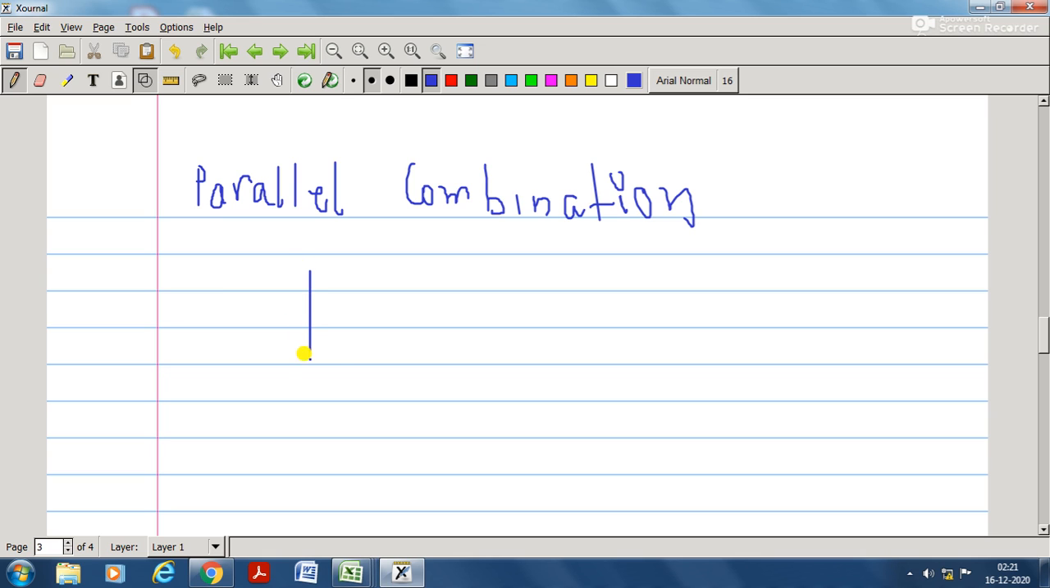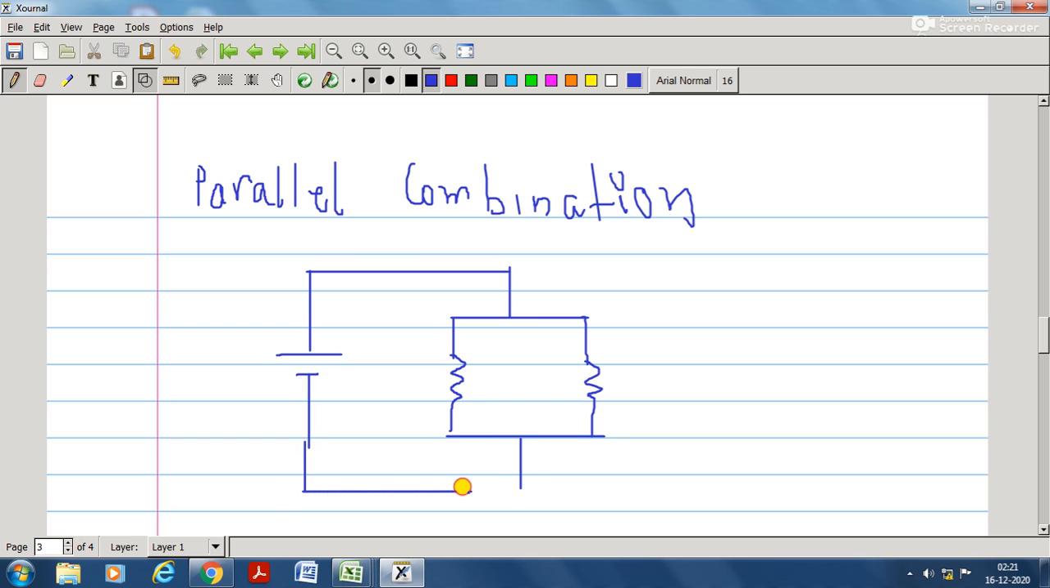Say for an example, if I have one voltage source V in, and two resistors are connected as shown here. Those two resistors can only be said to be connected in parallel if the voltage V in is the supply voltage, and here this appears across this R1 resistor as well as this R2 resistor.